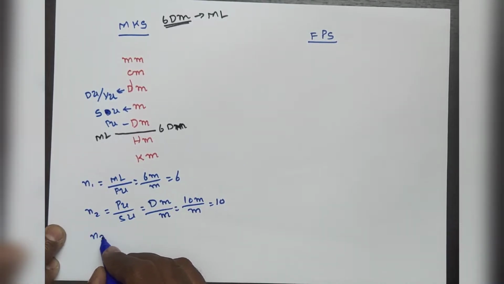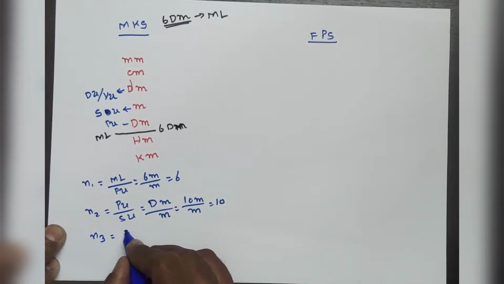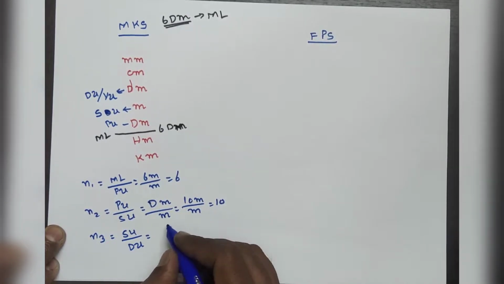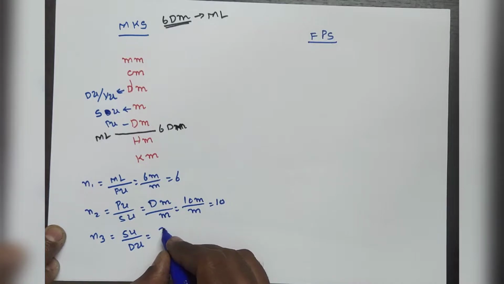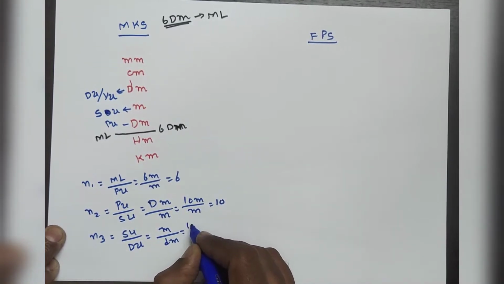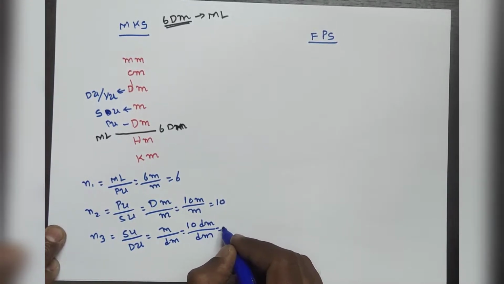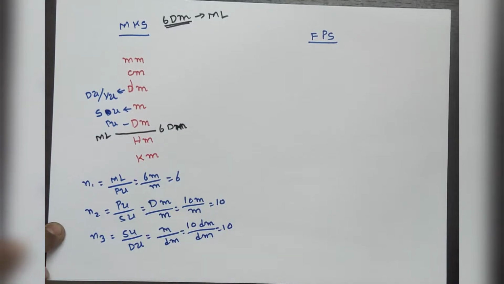So here N3 is equal to secondary unit divided by, I am considering a diagonal scale, therefore diagonal unit. That is, secondary unit is meter, diagonal unit is decimeter. Therefore 1 meter is equal to 10 decimeters divided by 1 decimeter, we will get it as 10. This is about the diagonal scale, considered because before moving on to the Vernier scale, we should know this particular information. Now let us consider FPS system.